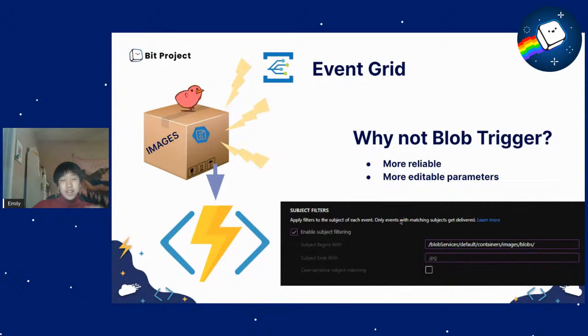Now for the Event Grid. The formal definition is routing specific events to specific endpoints, which in my case is the Azure function. I found this really helpful because it's really reliable, it's pretty fast in most cases, and the most important thing is that it has editable parameters. What this means is that I can specify the subject, so I can say I only want events from the images container and not the PDFs container.